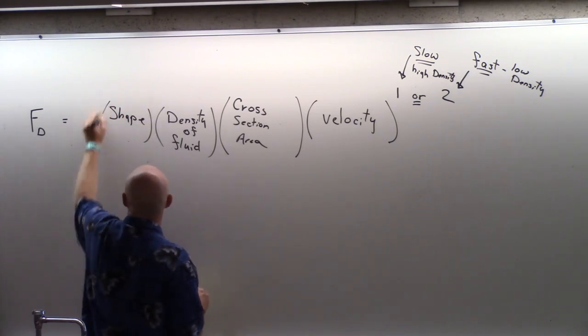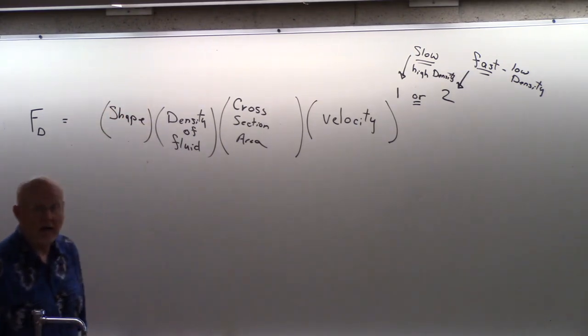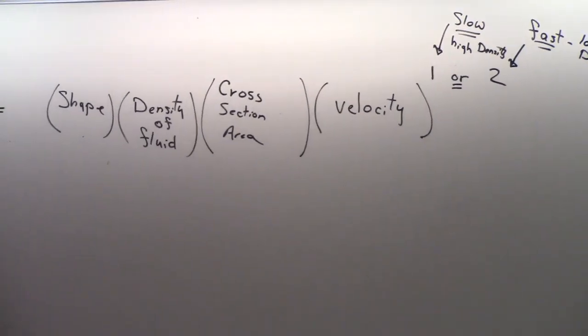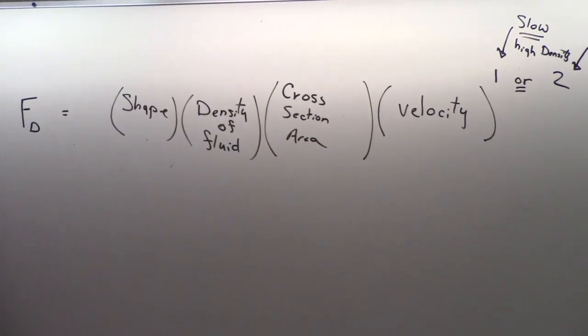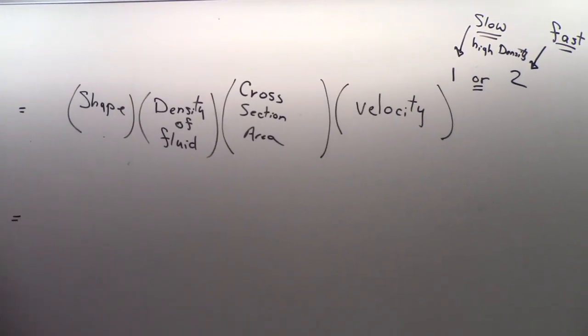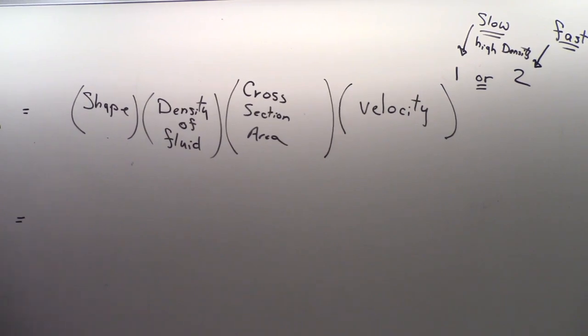Somebody else said, what shape does it have? And those will be the four that we're going to focus on. So how difficult it is for something to get through depends on these factors.